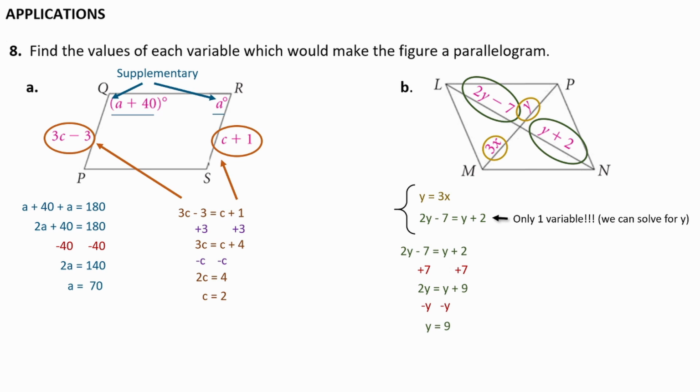And now, to solve my system, I can substitute the value of y back into my first equation to get the value of x. And that's going to give me that 9 is equal to 3x, and that x is equal to 3.